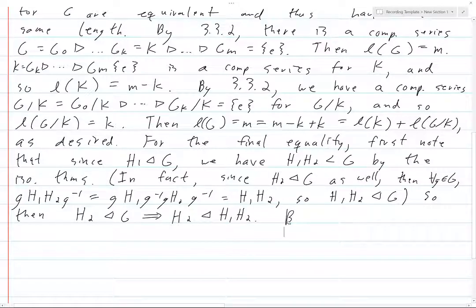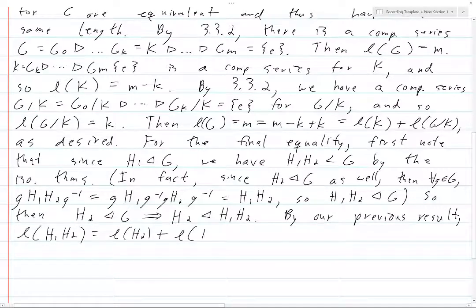So now, by our previous result, the length of H1 H2 is equal to the length of H2 plus the length of, let's see here, we take H1 H2 mod out by H2. Okay, so that's a useful fact. And now we have H1 H2 mod H2, and that should scream something at you. That should scream isomorphism theorems.